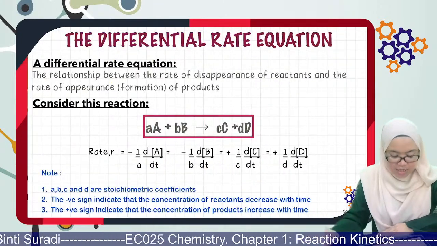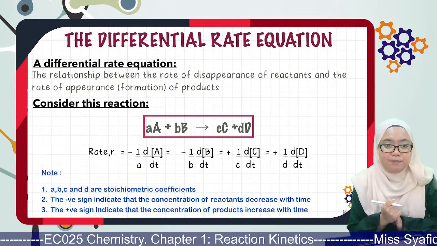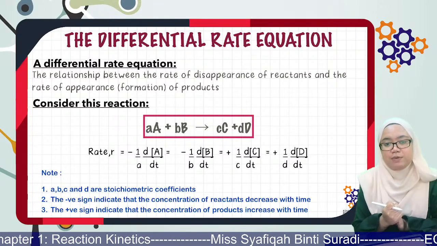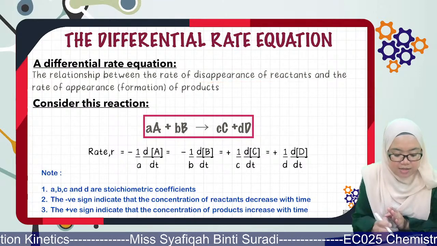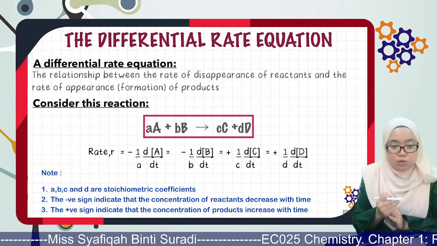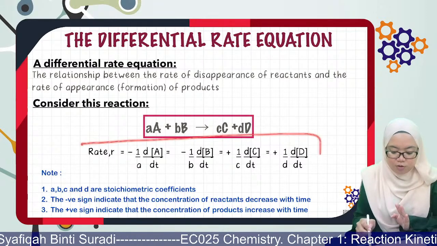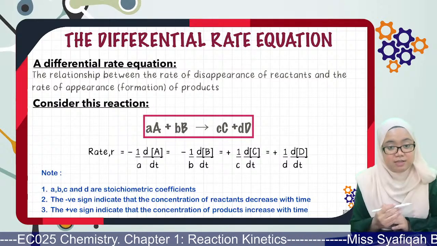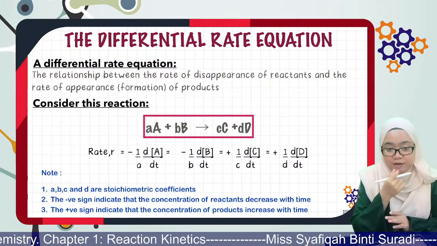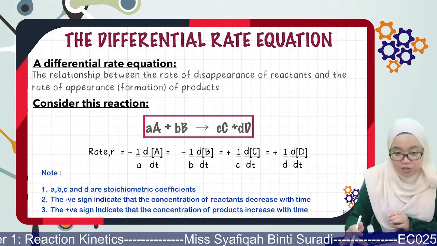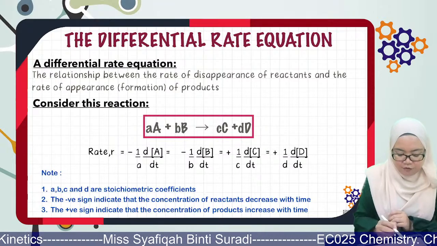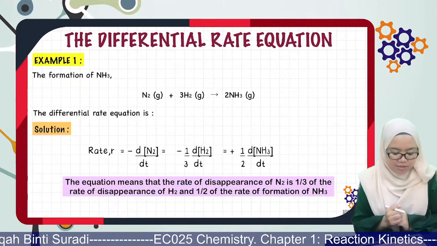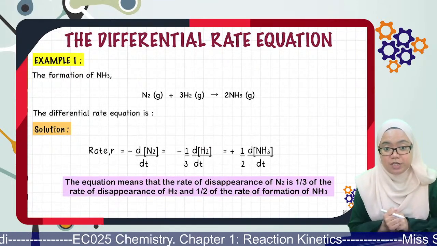Alright, now we are going to look into a bit on differential equation. The differential equation shows the relationship between the rate of disappearance of reactants as well as the rate of formation of product. So this is the example on how you write the differential rate equation, and I believe that your lecturer has already taught you this during the lecture this week. So this is just for your revision. Okay, so don't forget to put the negative sign on the reactant side.